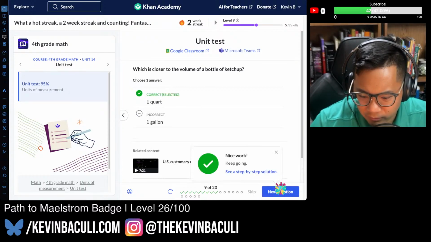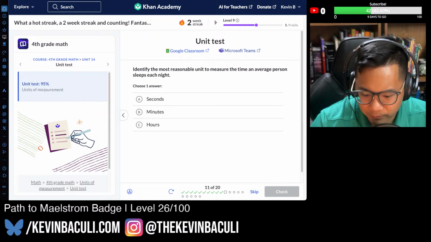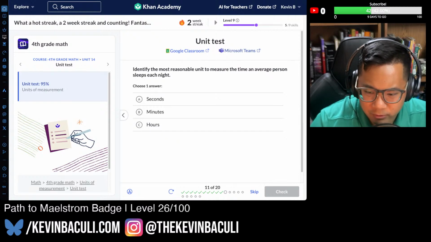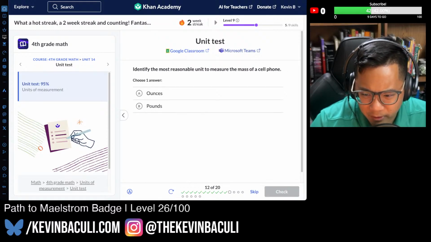1 quart. Identify the most reasonable unit to measure the length of an Olympic-sized swimming pool. Yards. Identify the most reasonable unit to measure the time an average person sleeps at night. Identify the most reasonable unit to measure the mass of a cell phone.